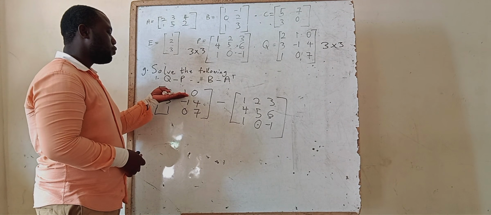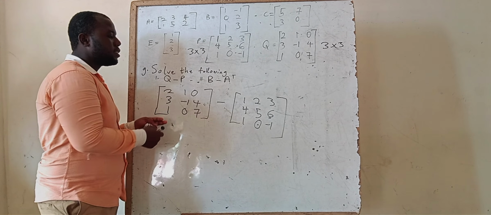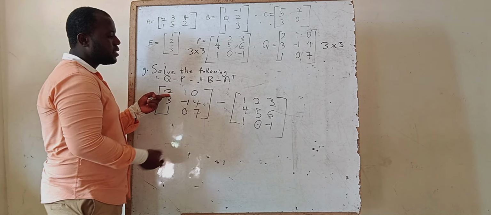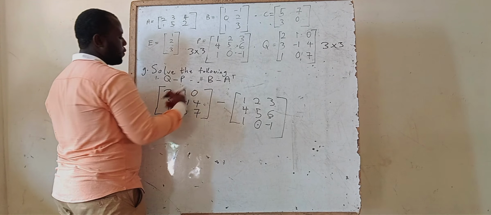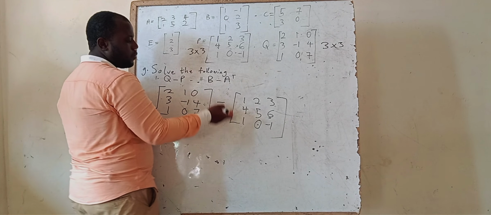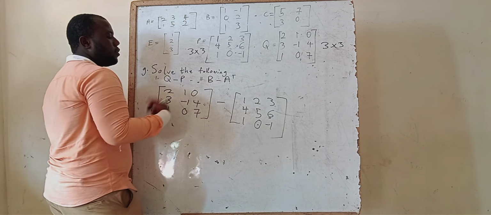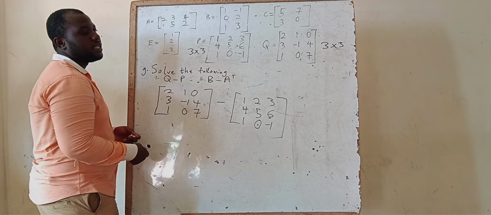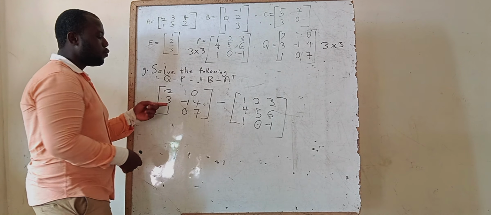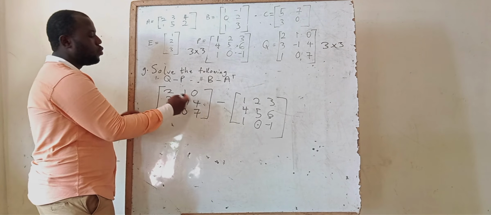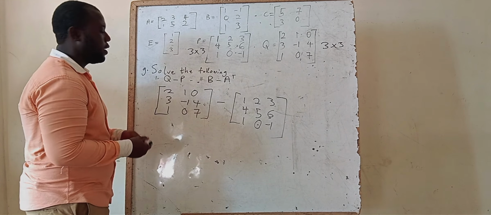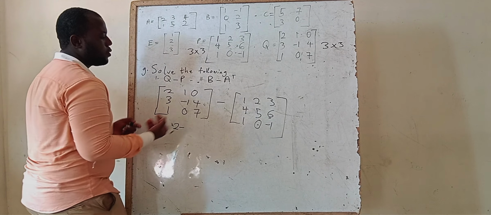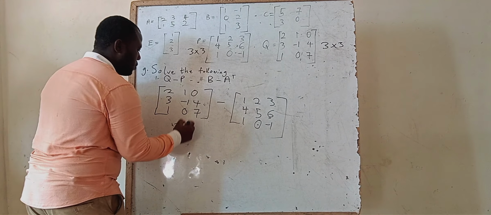We take the first row, and for each element, let's say for row 1, we take the first element and subtract its corresponding element from it. We move on to the second element, we subtract its corresponding element from it. We move on to the third element, we subtract its corresponding element from it. The same goes for row 2, and we do the same for row 3. So let's go ahead. Row 1, we have 2 minus its corresponding element, which is 1.